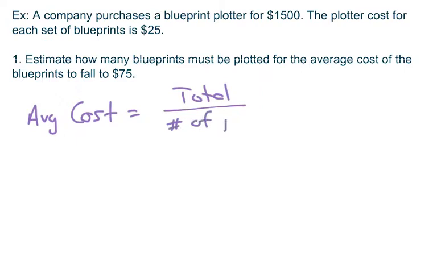Number of jobs, or the number of plots, whatever you want to do, okay? So for the total cost, what all is involved in the total cost? Well, we have the cost to print, printing, plus the machine. Okay, we had to buy the machine. That is part of our total cost, machine.